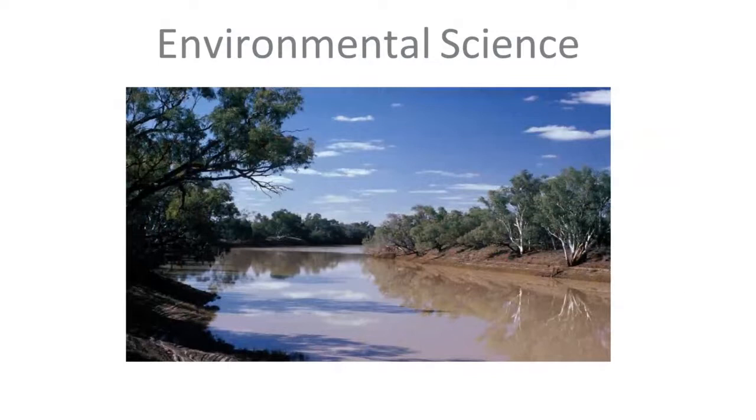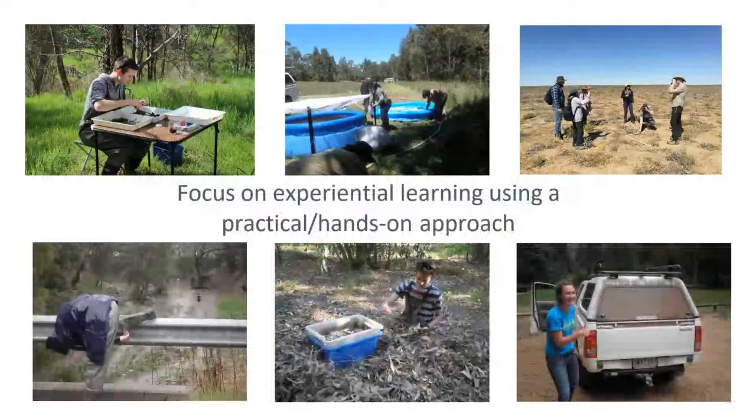You, of course, have taken the fifth option, which is the Bachelor of Science, Environmental Science, which is an excellent choice. And I'll declare my bias here because environmental science is my own area of research. While you're here with us studying, there is a real focus on what we call experiential learning. So this means using a really practical hands-on approach. And I've included lots of photos here, like bogging cars and walking around the arid zone and getting in and out of rivers and so on and so forth.